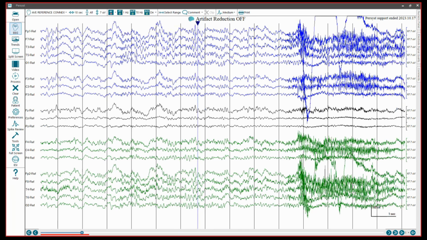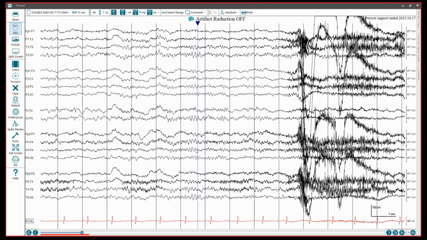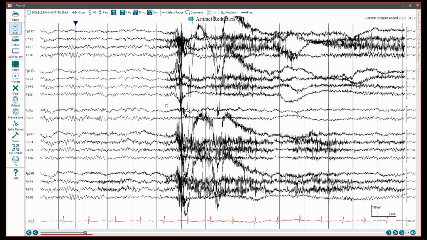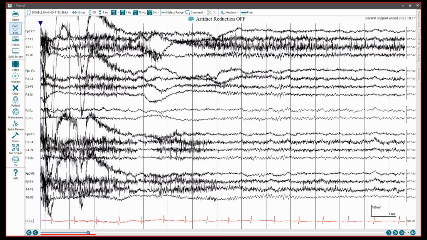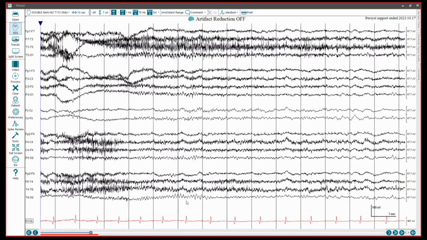All right, we will go back to a double banana montage. And this patient is now awake. We can see the appearance of diffuse EMG artifact. And now we see a nice PDR. So let's count this PDR. We have 1, 2, 3, 4, 5, 6, 7, 8, 9 and a half. And let's count the next segment. We'll go backwards. So 1, 2, 3, 4, 5, 6, 7, 8, 9.5.